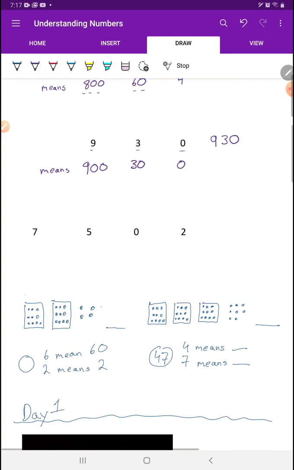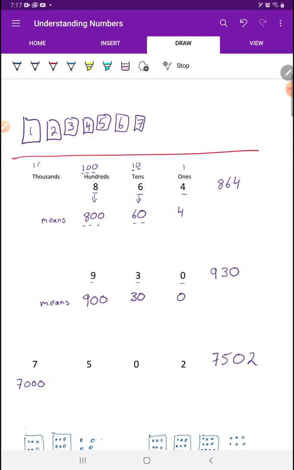This last one here, we've got the number 7,502. The 7 means 7,000 because now we're in the thousands place. And thousands always have exactly 4 digits, always. There's 1 digit, there's 2 digits, there's 3 digits, there's 4 digits. It's always like that. If you have a thousands number, you have 4 digits.